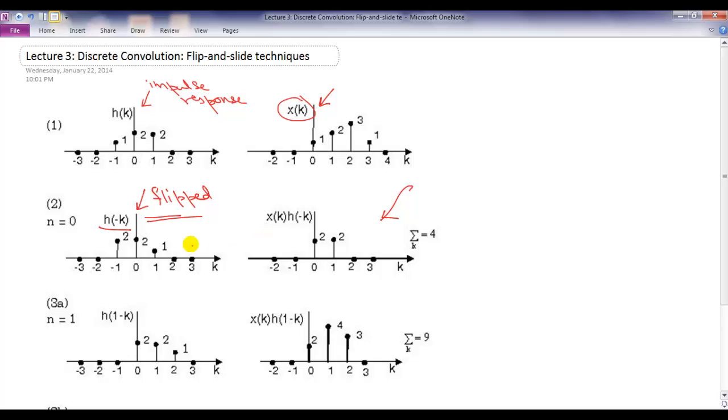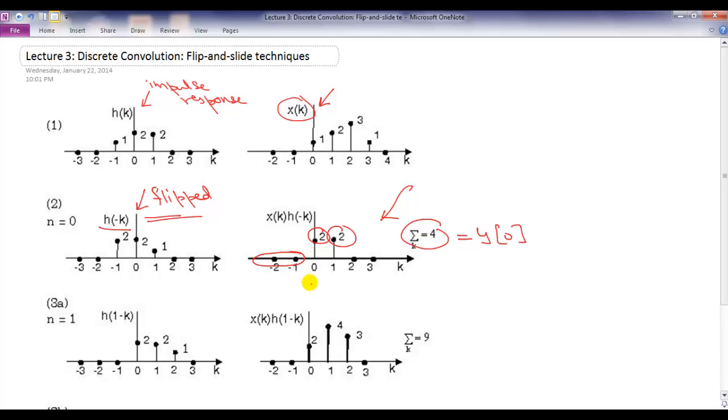The multiplication is going to happen pointwise, right? 2 multiplied by 1, we get 2 here. 1 multiplied by 2, we get 2 here. This is 0 multiplied by a thing, so everything here is 0. Once we do the pointwise multiplication, we just add all the things up. So 2 plus 2 is 4, which means y of 0 equals 4.